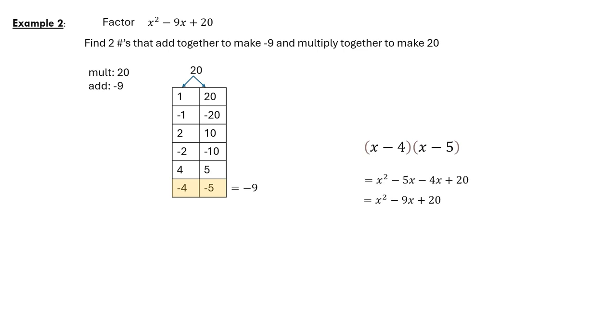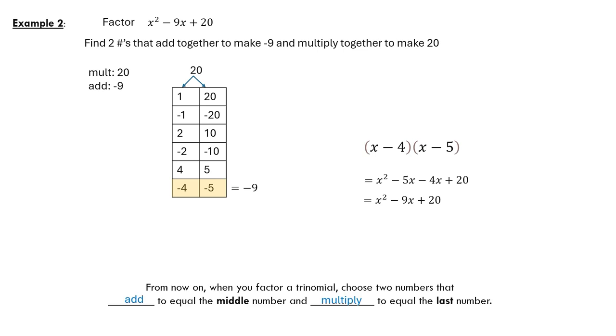We can prove that we've got the correct factors by expanding them again. If we do so and end up with the same expression that we started with, then we can be pretty confident that we've done our homework correctly. Okay, so we're adding to get the middle number, and we're multiplying to get the last number.